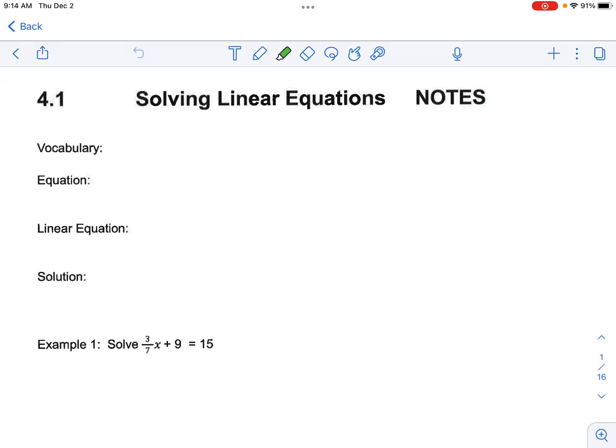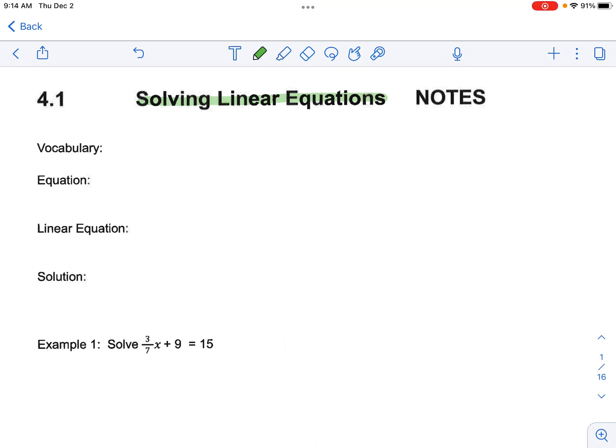These are the notes for section 4.1, and we are solving linear equations. So we've done this before in regular algebra, and we're going to come back and review it and kind of amp up the complexity now that you're in Algebra 2.